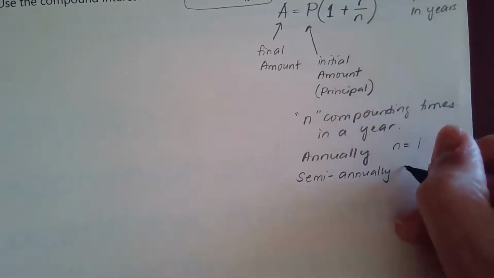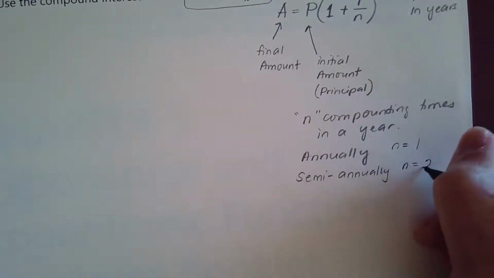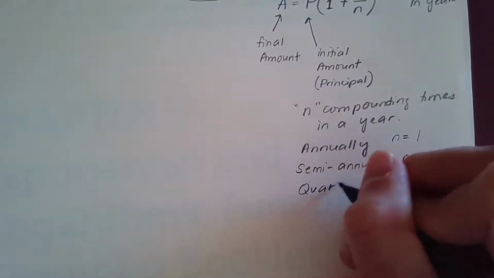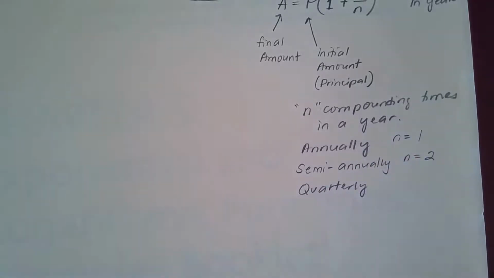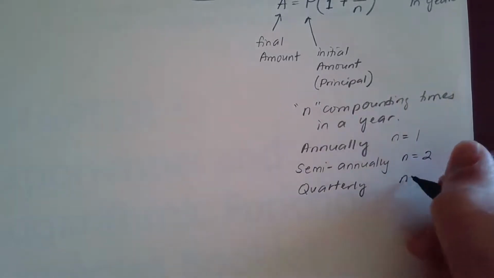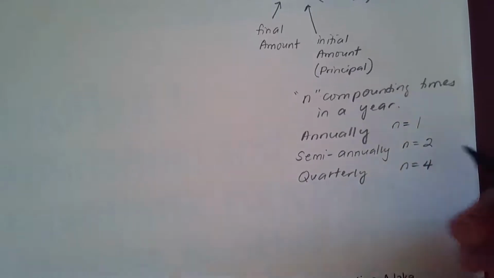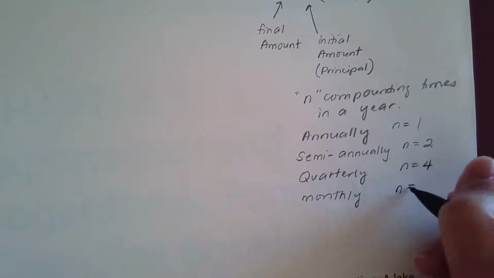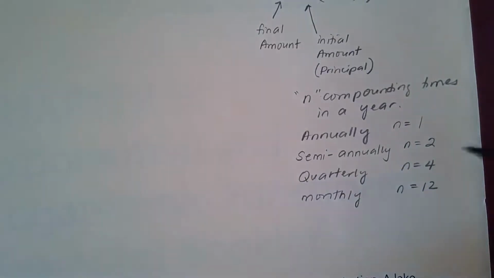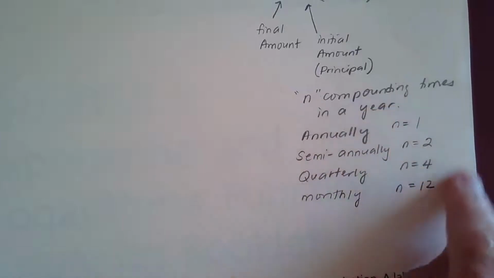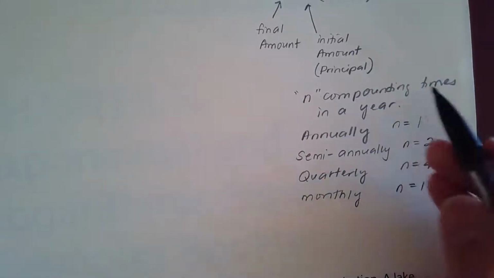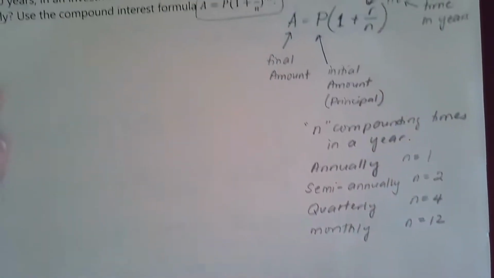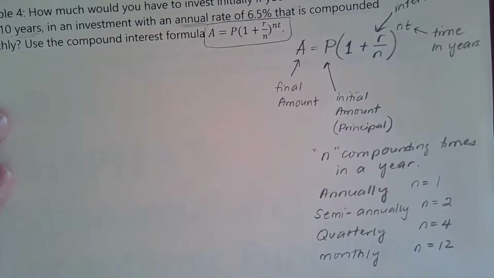So how many half years are there in a year? There are 2 half years. And if we see quarterly, I mean, how many quarters in 1 year? So that's n equals 4. And then when we see monthly, n is equal to 12. Okay, so it depends on what kind of question you have, and that will determine your n value. So let's put it all together in here.